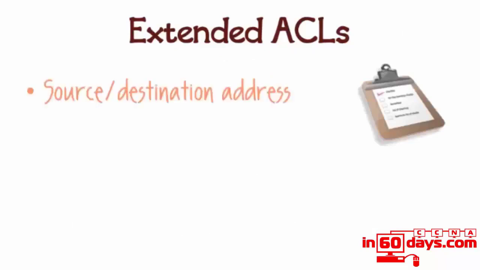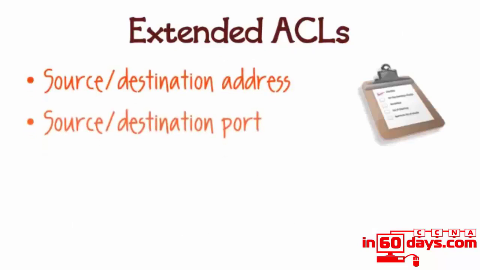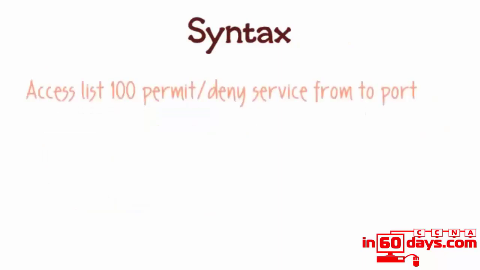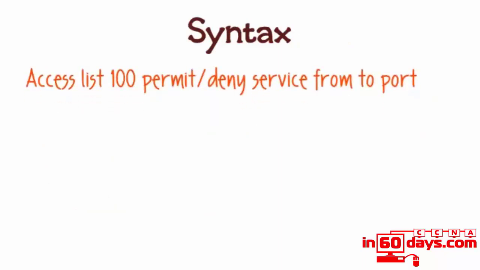So extended access lists: we can look at source, destination, ports coming from or going to, protocols and services such as ICMP, and ping is one of the services that uses ICMP. So for the syntax, just remember in your head you're looking at access list number, permit or deny, what type of service you are permitting or denying, and which port if applicable.